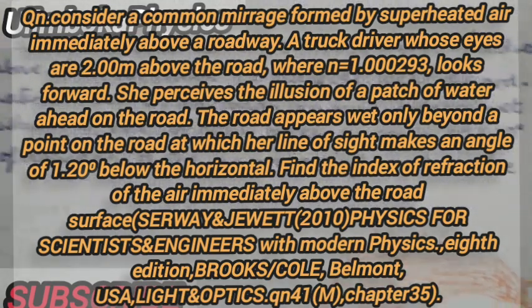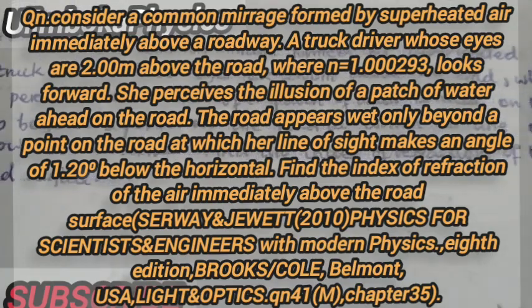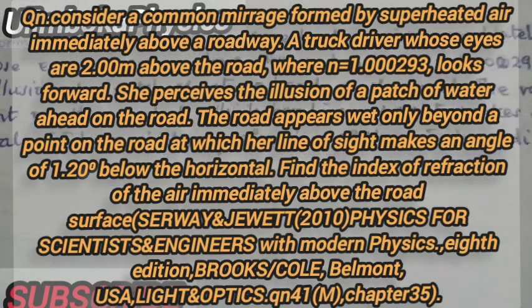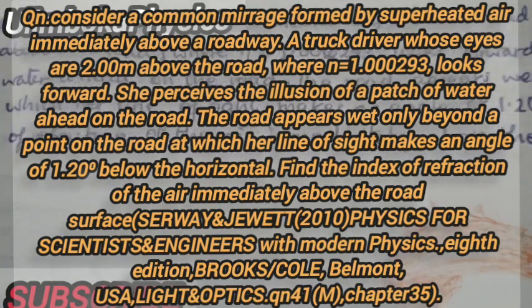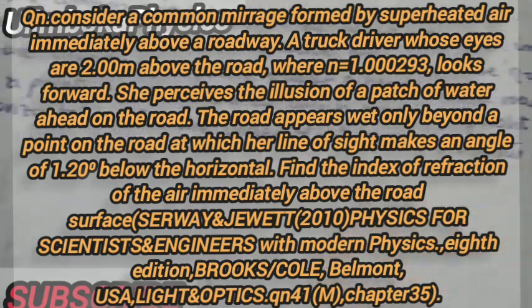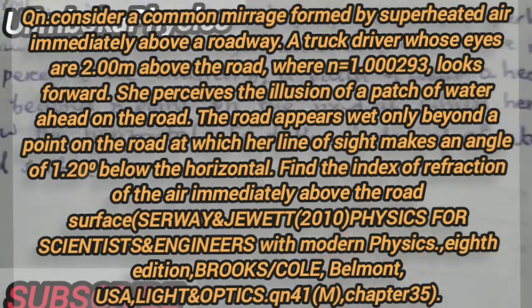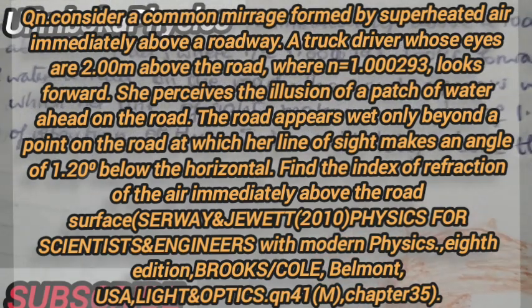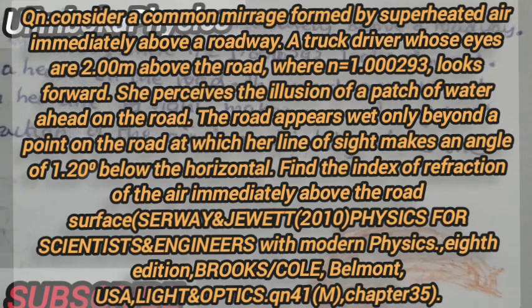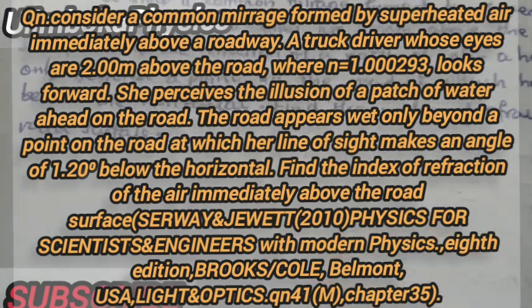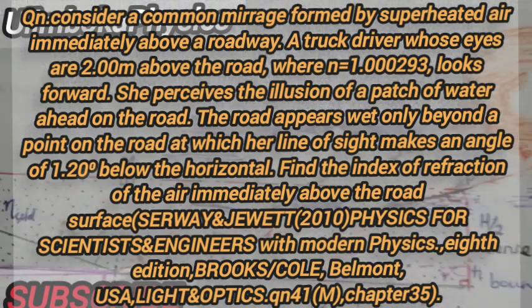The road appears wet only beyond a point on the road at which her line of sight makes an angle of 1.2 degrees below the horizontal. Find the index of refraction of air immediately above the road surface. Let us consider how a mirage is formed first.